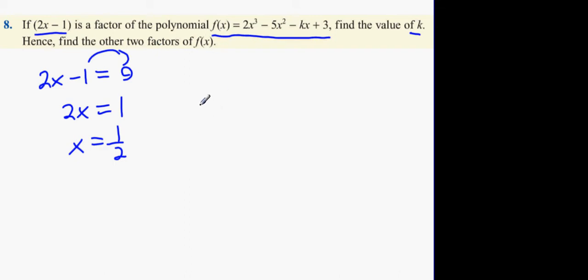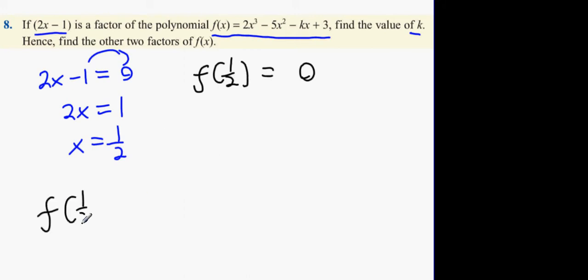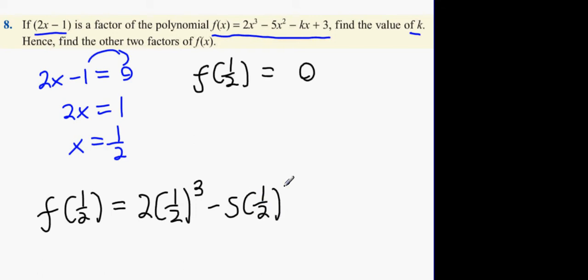What we need to do, once again, is we know that f of a half has to equal 0. Okay? Replace all x's with halves. So what we're going to get is f of a half is going to be 2 times a half cubed minus 5 times a half squared minus k times a half plus 3. All that has to equal 0.